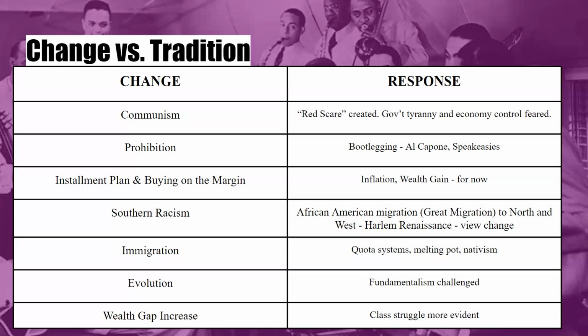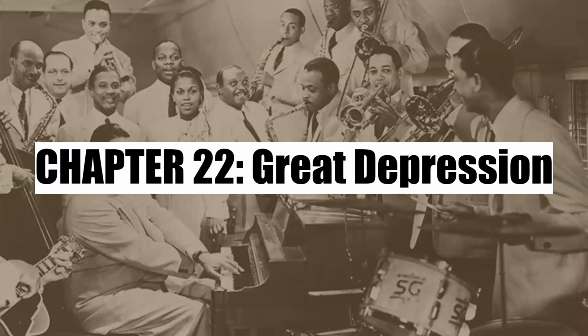Wealth gap increase. The rich were getting richer and the poor were getting poorer, sort of, but there was also a middle class that was rising too. And the class struggle was more evident. All right, that was the 1920s.